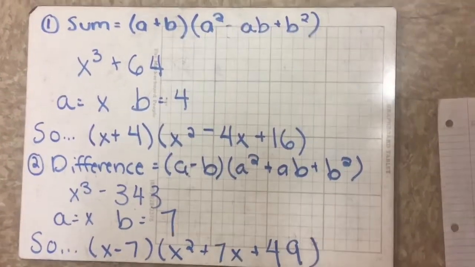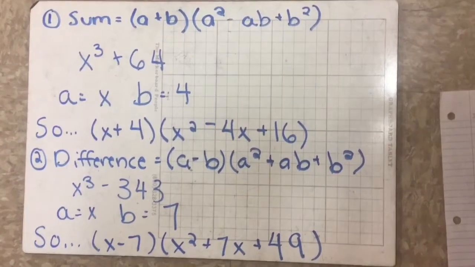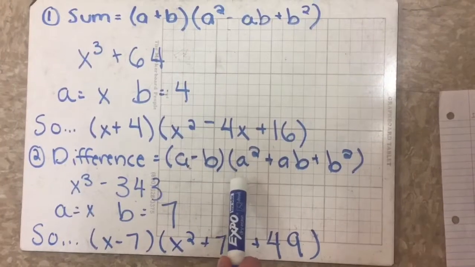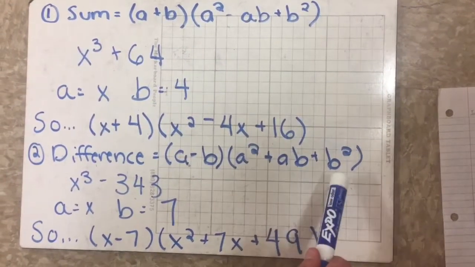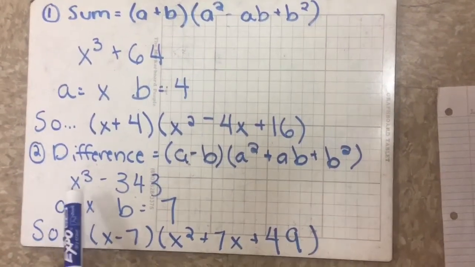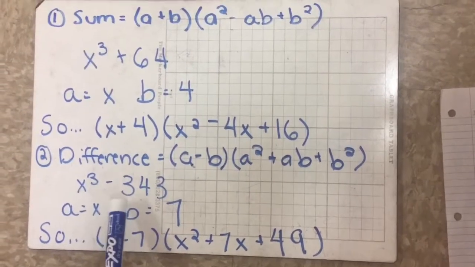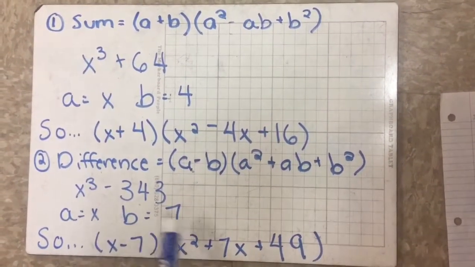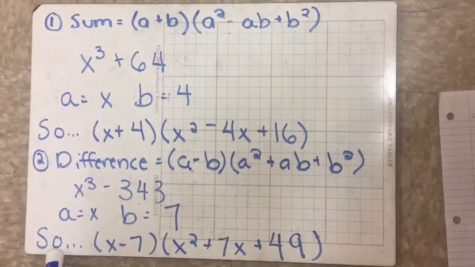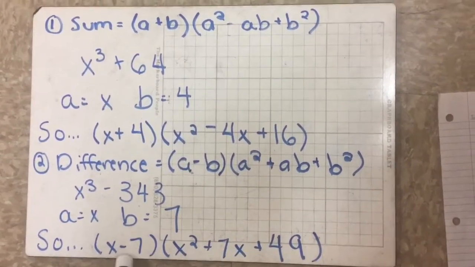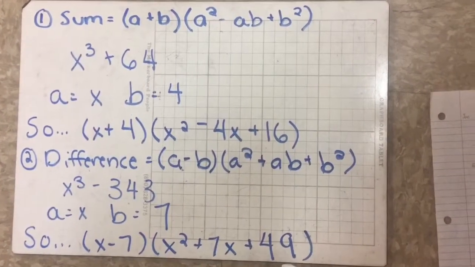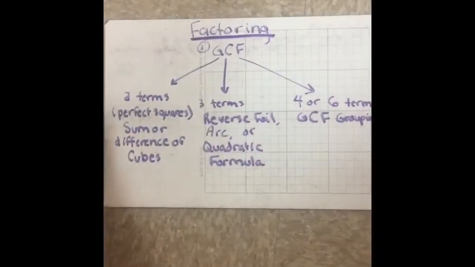When it is the difference of two perfect cubes, you use the formula A minus B times A squared plus AB plus B squared. So in this example, x cubed minus 343, A equals x and B equals 7. So when you factor it out, x minus 7 times x squared plus 7x plus 49 is your answer.